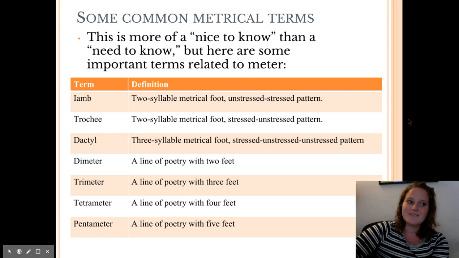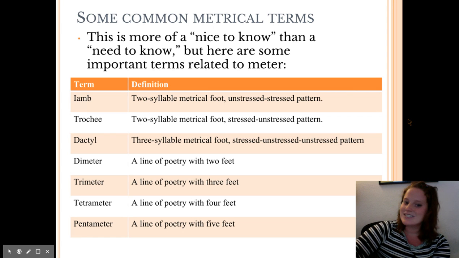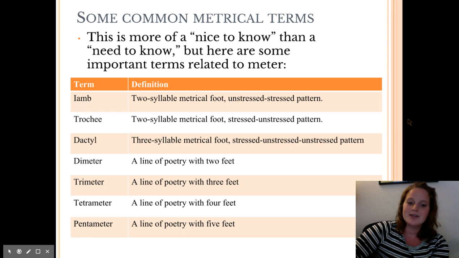So, for example, a poem that is written in dactyl tetrameter would have 12 total syllables. The reason I know that is that the metrical foot is 3 syllables. Saying that it's tetrameter means that there are 4 of those dactyls in the line of poetry. 4 times 3 would be 12 total syllables.